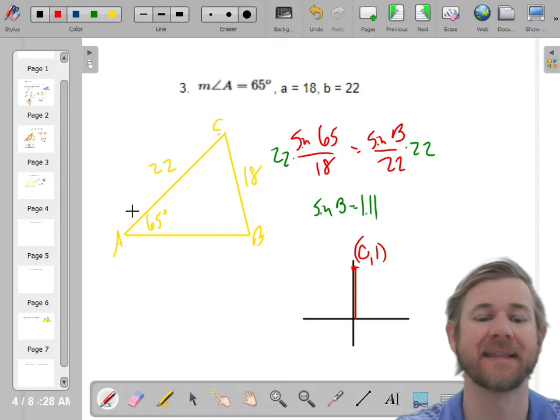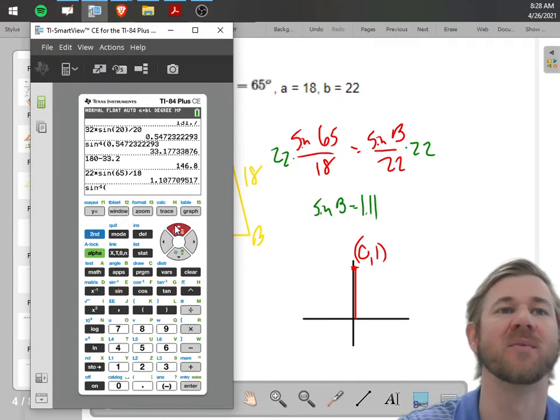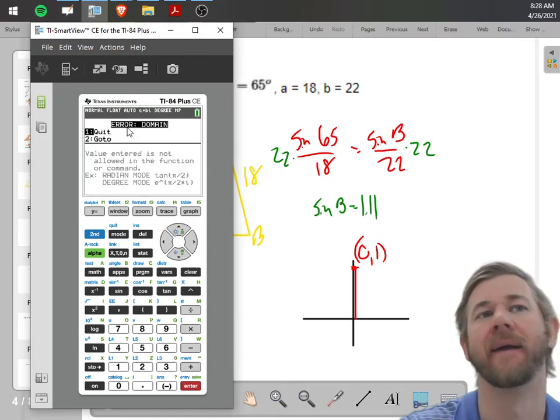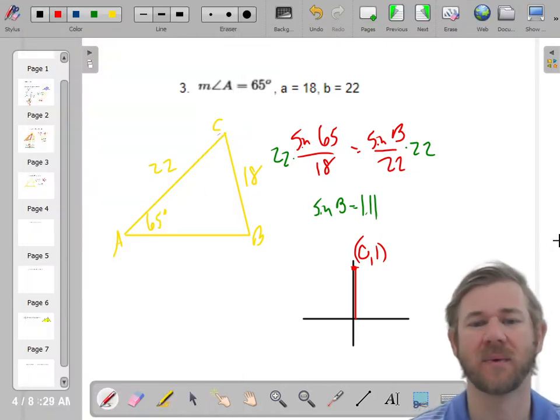Let's try it on the calculator and just be like, wait a minute. You can't take the inverse sine of something bigger than 1. Error. And you're like, well, why would that happen? Why would that be the case?